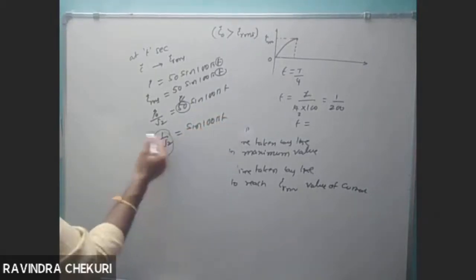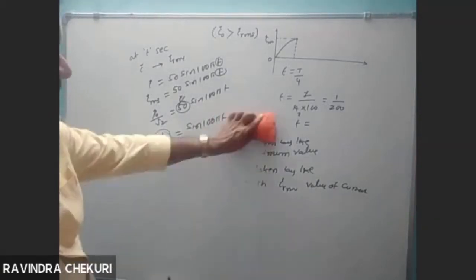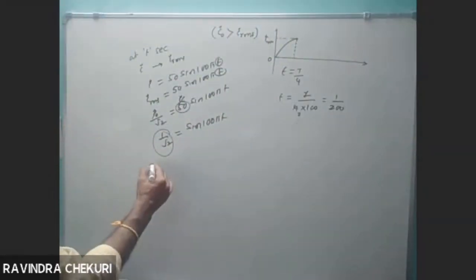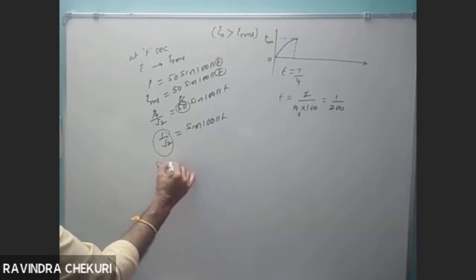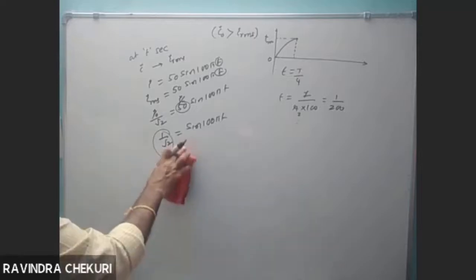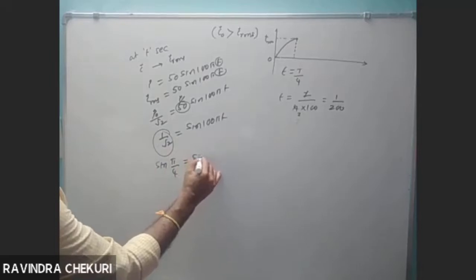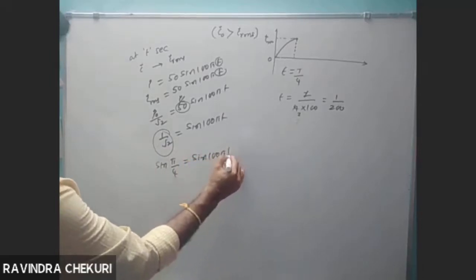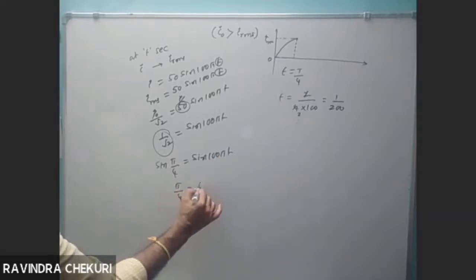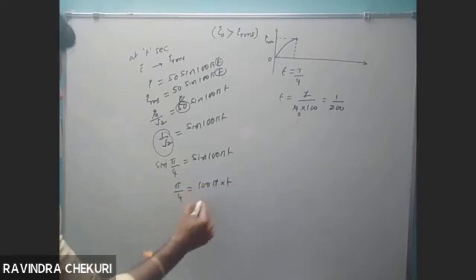For what value of sine angle do we get 1 by root 2? Sine 45. In radians, pi by 4. So sin pi by 4 is equal to sin 100 pi t. So pi by 4 is equal to 100 pi into t. So pi gets cancelled.